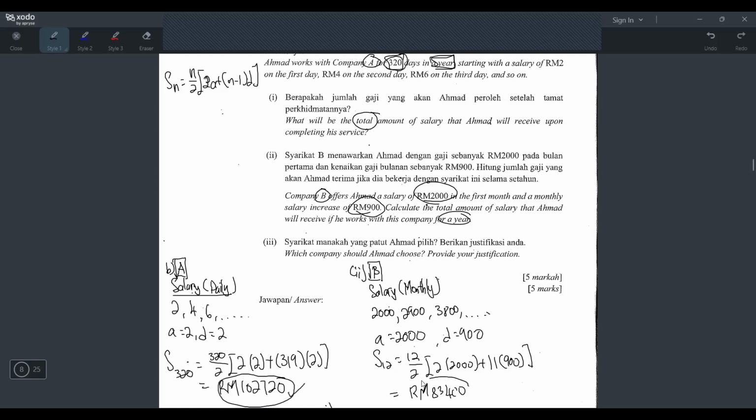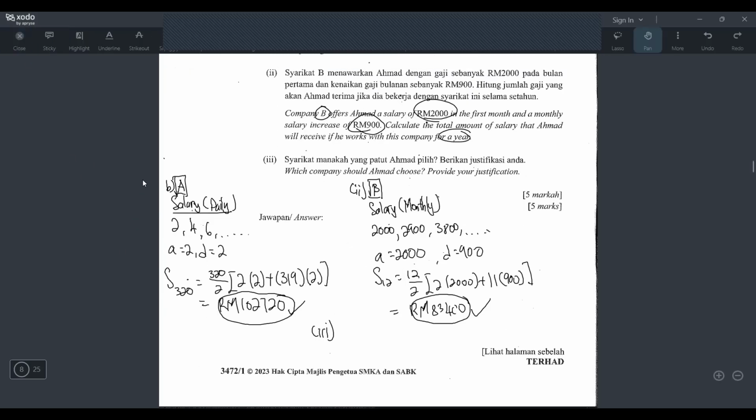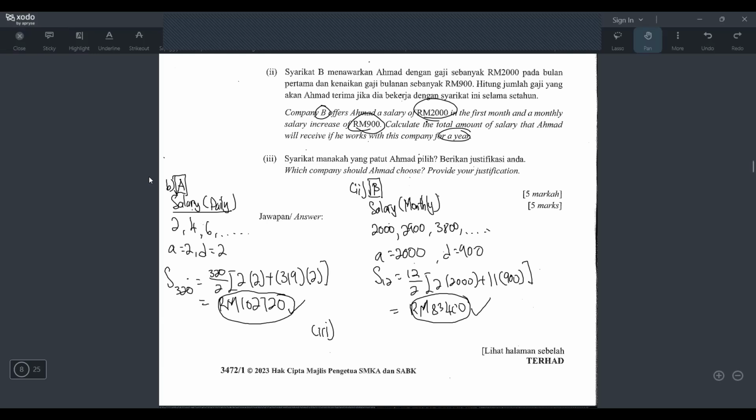And what about the 83400? This is also for 1 year, right? But the reason you only find S12 is because in company B, they calculate their salary monthly. So that's why you do S12 instead of something like S320, right? So they are both total amounts for 1 year. So we can compare them and decide which company Ahmad should choose. So of course he will choose the higher salary one. So which one? I think it's company A, right?